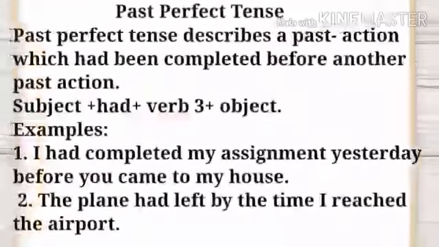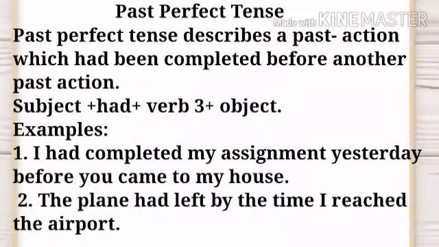Let's take another tense, that is past perfect tense. Past perfect tense describes a past action which had been completed before another past action. For example, I had completed my assignment yesterday before you came to my house. Now, in this sentence, two actions have been completed. One is completing of the assignment, and second is coming to the house. So first action, completing of the assignment, will use the past perfect tense. So it is I had completed my assignment yesterday before you came to my house.